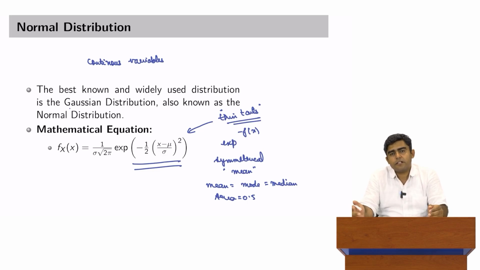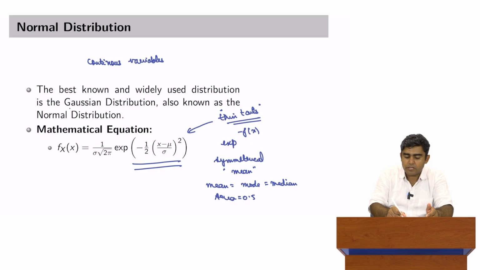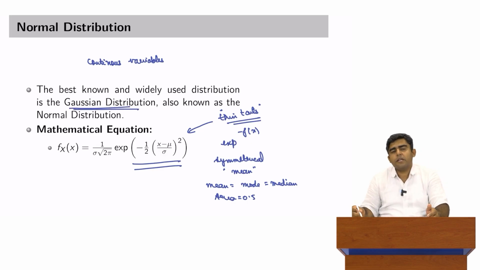But we have to understand that certain distributions may not be symmetrical; they may be left skewed or right skewed. So we should not generalize what we learn for normal distribution to every other distribution. But normal distribution is one of the most commonly used distributions and is also known as Gaussian distribution, named after the scientist mathematician Gauss, who has made fundamental contributions in the world of probability and statistics and by and large mathematics.